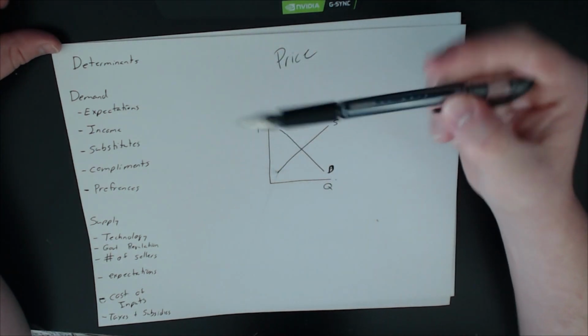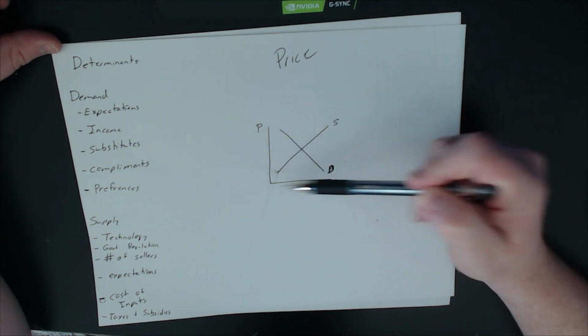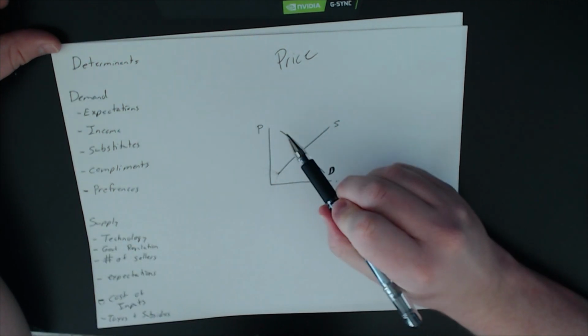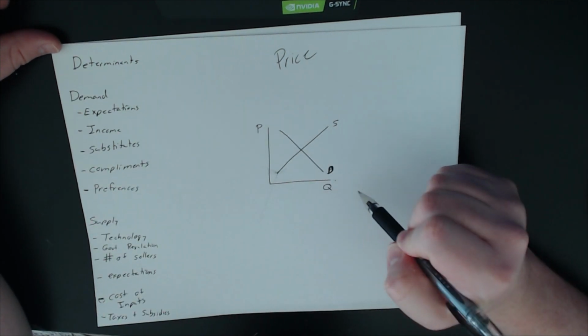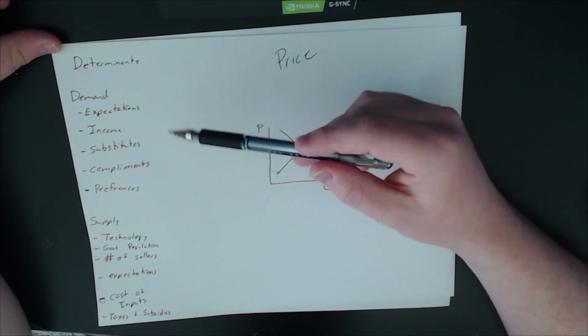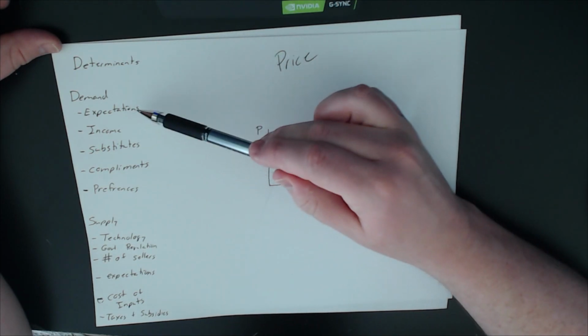So just as a bit of a recap, I got my axis, I got my price on my Y, got my Q on my X, supply line, positive slope, my demand line, negative slope, my determinants of supply, and go back and watch my demand video to recap the whole thing. But here's the short list of determinants that I use.